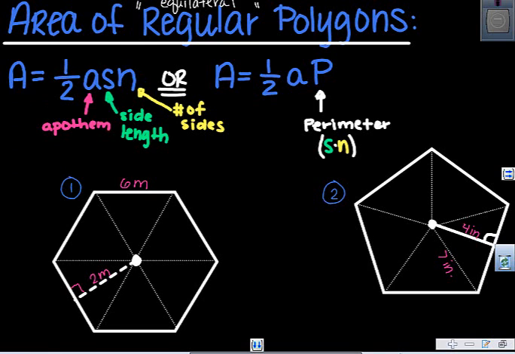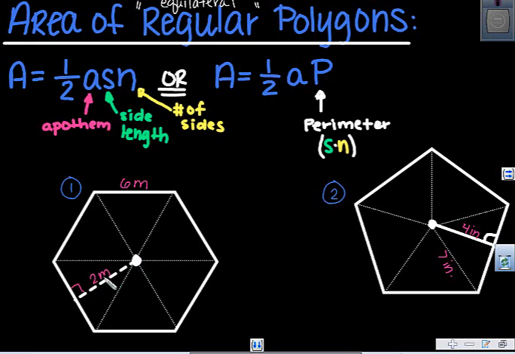Apothem needs to be explained because you probably haven't seen that before. That is the distance from the center of your regular polygon to the side, making a 90-degree angle. So hopefully this sticks with you. That 90-degree angle has to be present in all of our area formulas. So this dotted line here is the apothem.